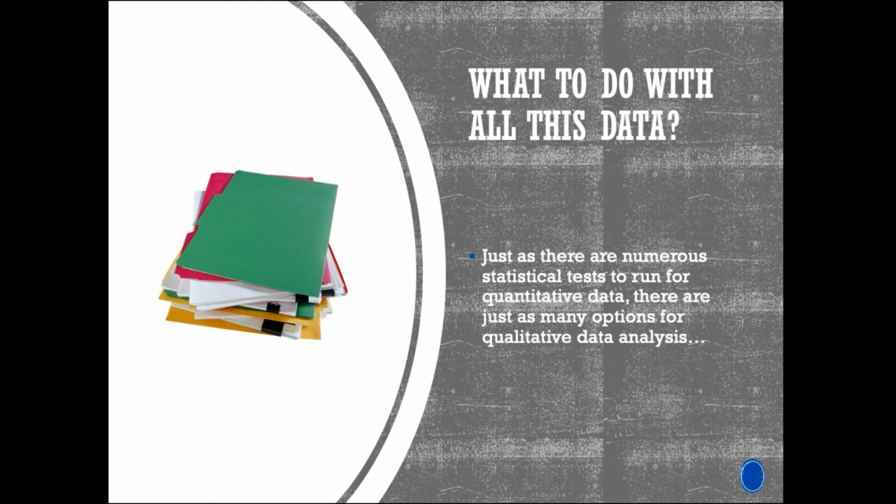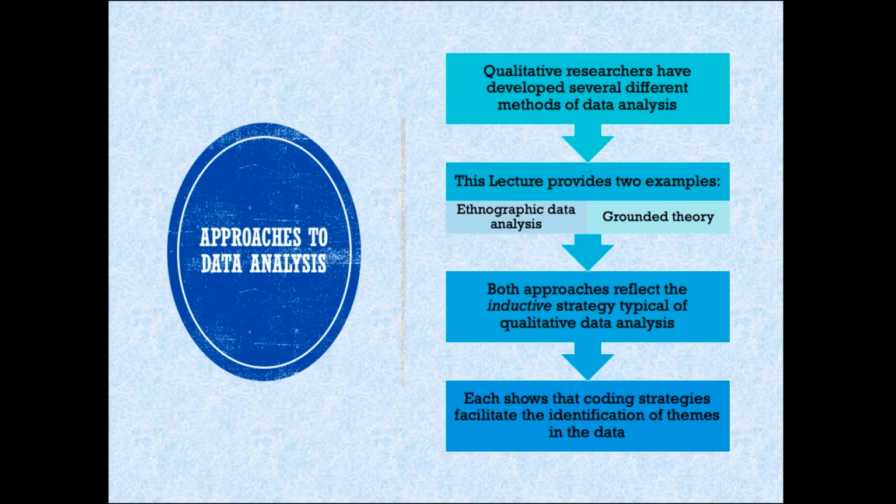Just as there are numerous statistical tests for quantitative data analysis, there are also many options and ways in which researchers conduct qualitative data analysis. Qualitative researchers have developed several different methods of data analysis, but today we are going to mostly discuss the two most prominent and famous methods, which are ethnographic data analysis and grounded theory. Both approaches reflect the inductive strategy typical of qualitative data analysis, and each of the methods shows that coding strategies facilitate the identification of themes in the data.